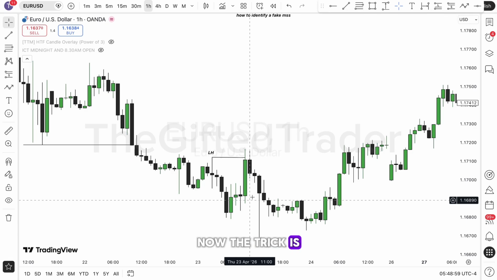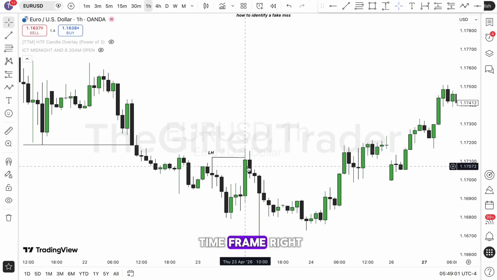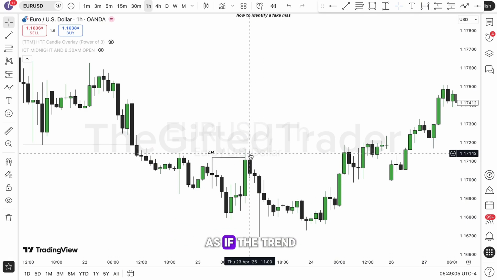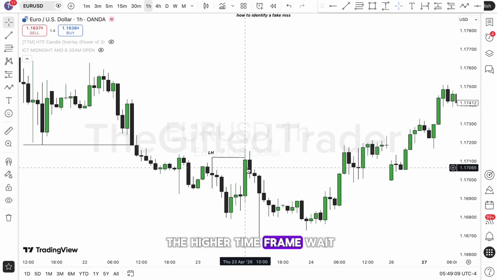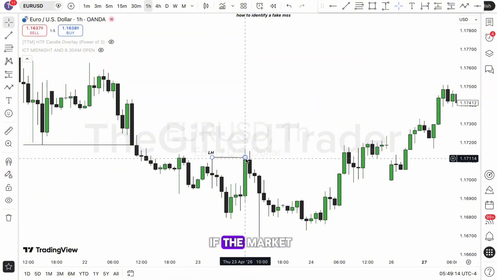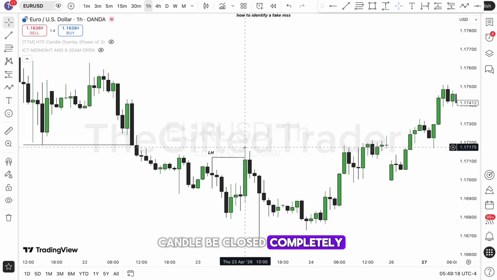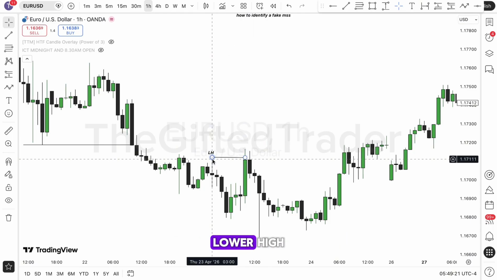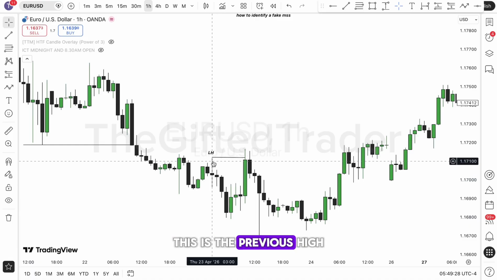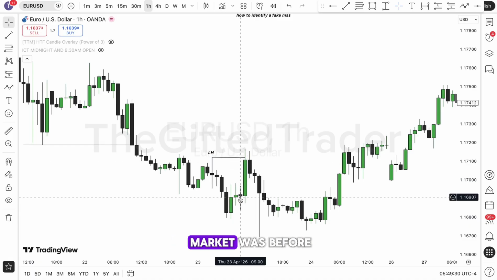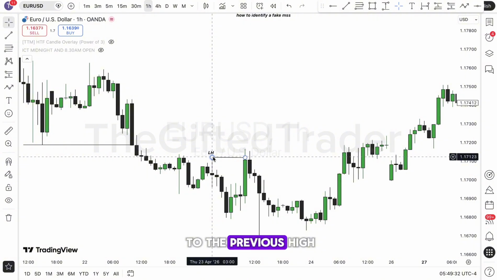Now the trick is that sometimes on a lower time frame it looks more clear, as if the trend has changed. But the trick is to go back to the higher time frame, wait, and see if the candle closes completely above this lower high. Now this lower high is seen as the previous high. This is where the market was before. Then it went up to the previous high.